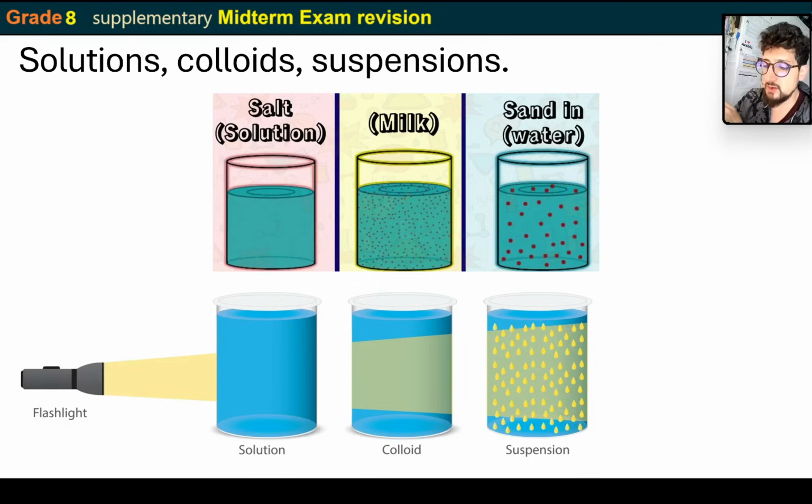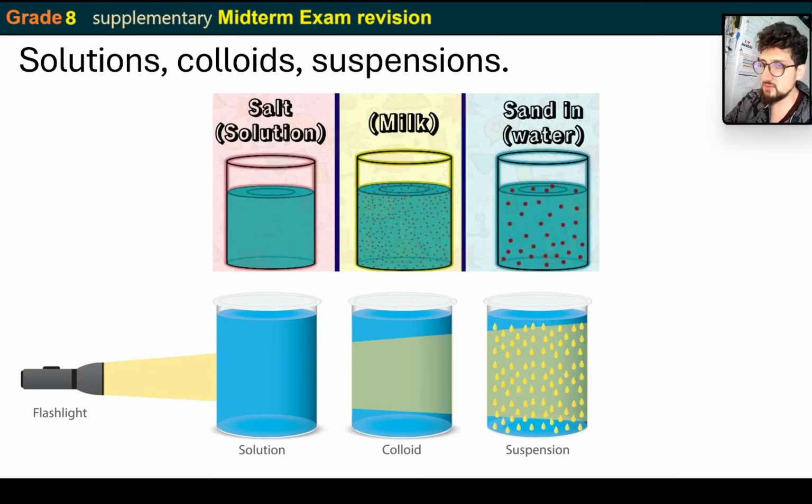Now with colloids, they don't settle, so it doesn't separate, right? So it stays the way it is. It's mixed in properly. It's distributed evenly, but it doesn't allow light to go through cleanly. What I mean by that is light goes through, but it scatters the light. So you can't really see from the other side.